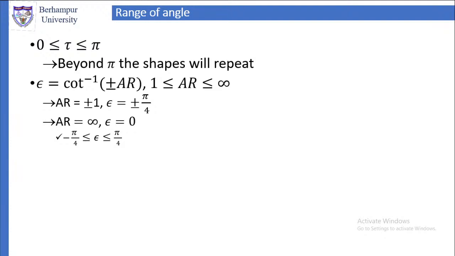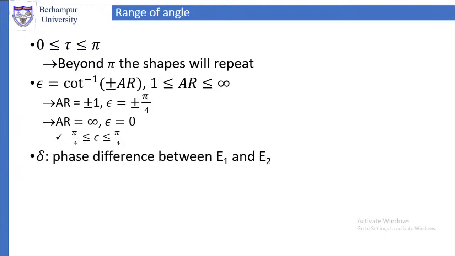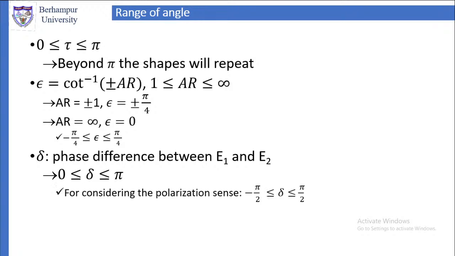Now let us look at the limit on delta, or the phase difference between E1 and E2. Delta is the phase difference between E1 and E2. So we write the limit is 0 less than equal to delta less than equal to pi, but considering the polarization sense, we write this as minus pi by 2 less than equal to delta less than equal to pi by 2. This we have already discussed. Minus pi by 2 to 0 is for left hand, 0 to pi by 2 is for right hand. So this we have already discussed.